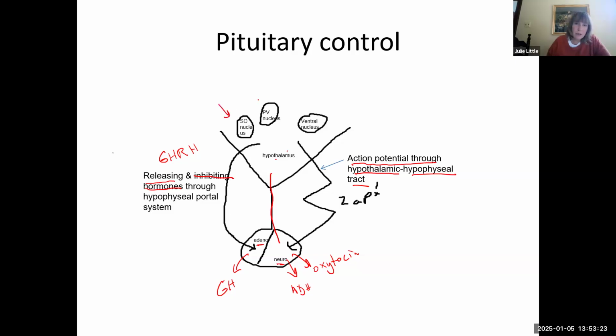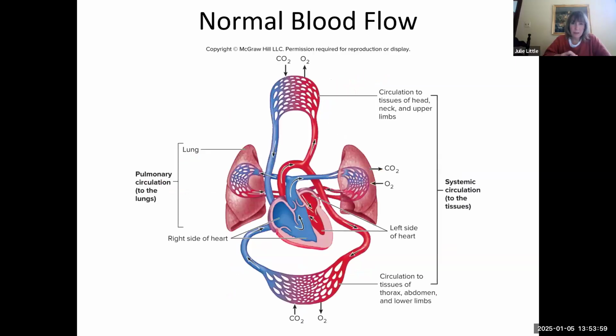I drew this SO nucleus and PV nucleus up here for a reason. This is where all of the releasing hormones are made and released into the blood to get down to the anterior pituitary. This PV stands for the paraventricular nucleus. This is the nucleus that's actually going to make oxytocin. And the supraoptic nucleus up here in the hypothalamus is the group of cell bodies that creates ADH. Okay, so this is in a nutshell how we control the release of the adeno and the neurohypophyseal hormones.